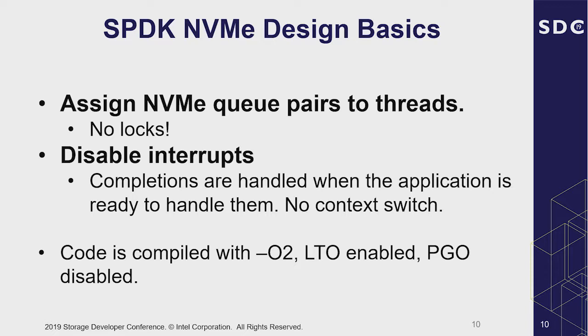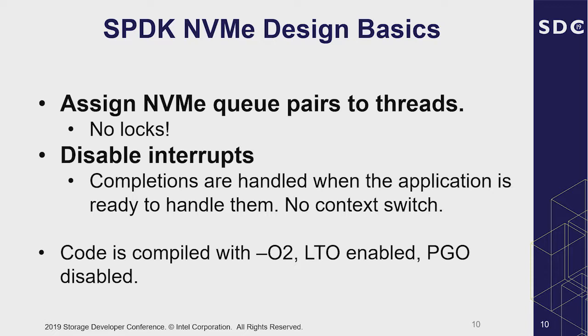Just as a brief background, and I didn't know what other slide to put this on, it's not really related to this, but for this benchmark and for everything we're talking about, the code will be compiled with the O2 optimization level. So optimizations are on, but not cranked up. We do have link time optimization enabled, but we do not have profile guided optimization enabled.